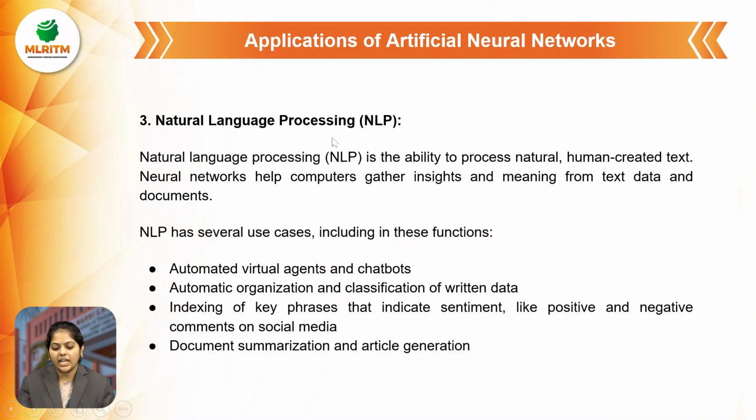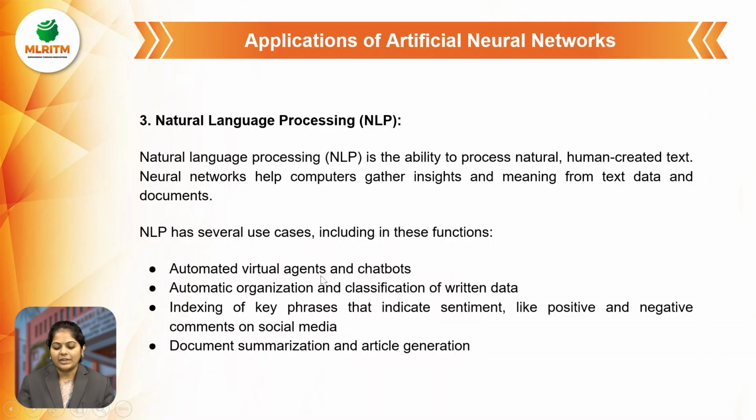And next, NLP, that is natural language processing. So natural language processing is the ability to process natural human-created text. And neural networks can help computers to gather insights and meaning from the text data in a document. So NLP is nothing but the ability to understand human spoken language, let's say, or human-created text. So it has several use cases.